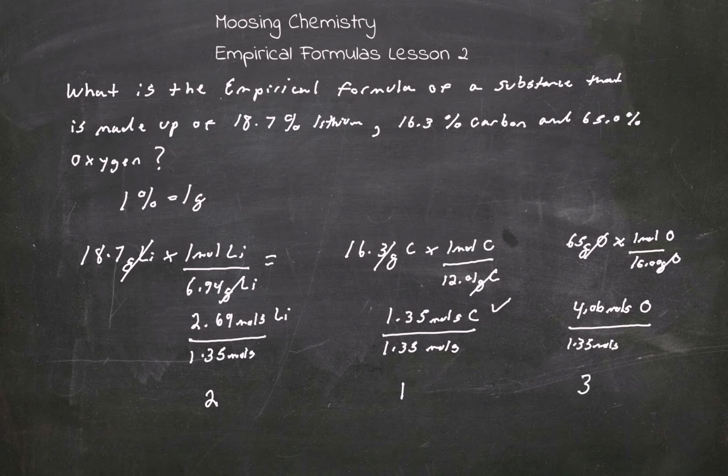So now our formula is going to be Li2CO3. The 2 is that 2 right there, this 1 is 1 there, and that 3 is that 3 there. So again, lithium carbonate is the name of the compound.